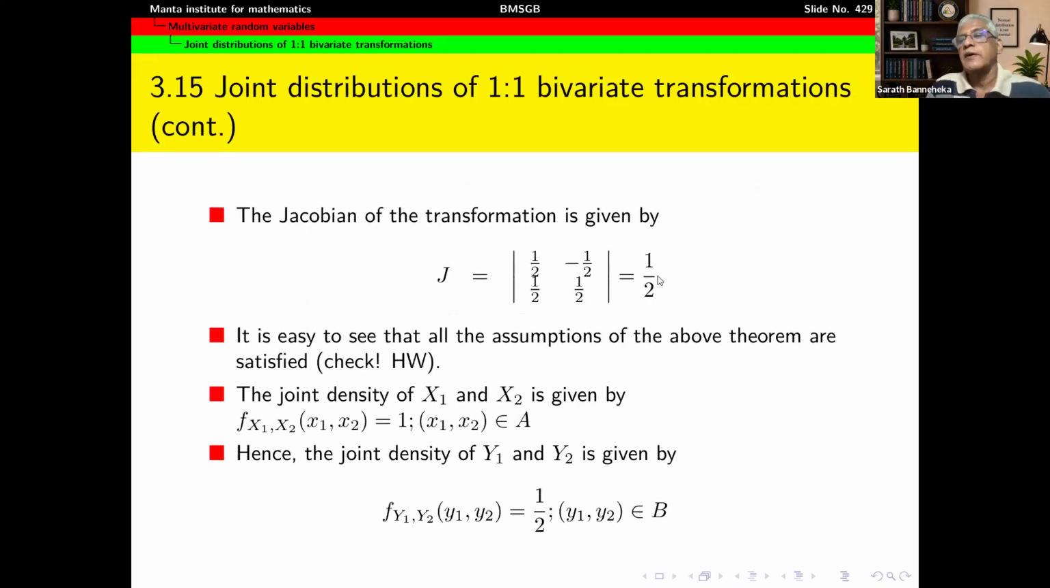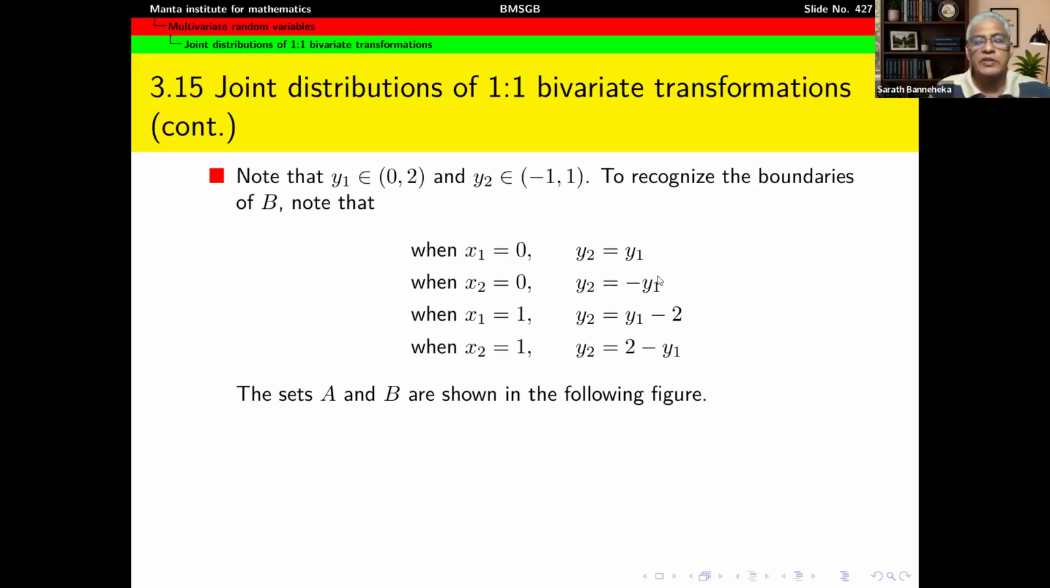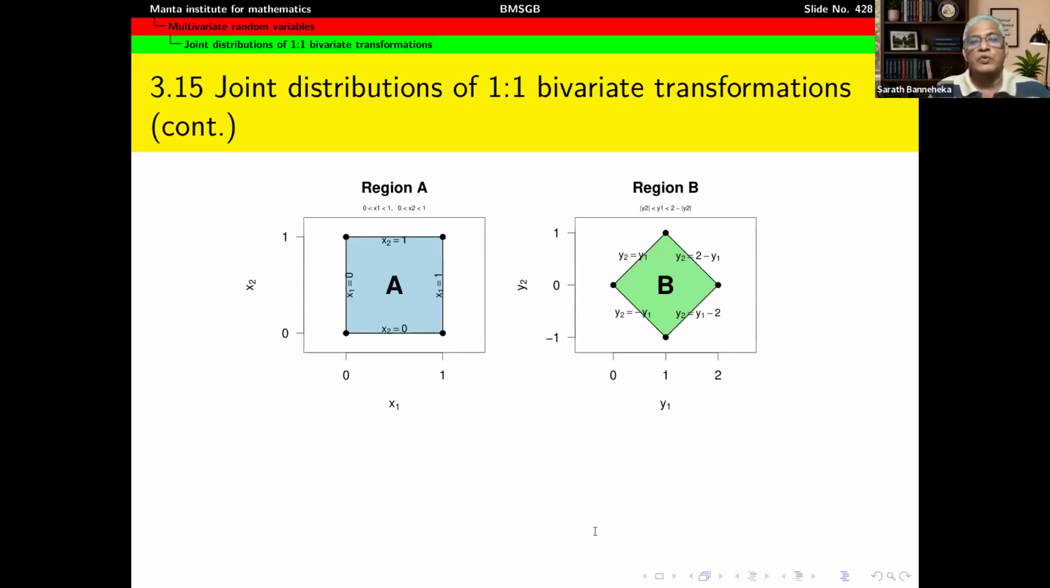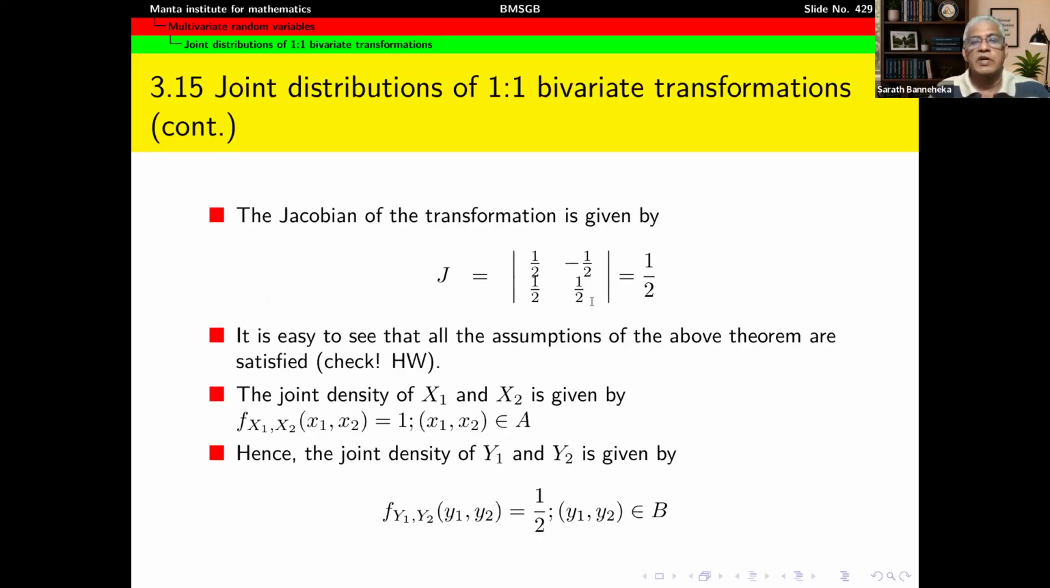So now let's find out the Jacobian. Right. In order to find that, we have to differentiate x1 with respect to y1 and x1 with respect to y2, and then x2 with respect to y1 and x2 with respect to y2. When you take the derivative of x1 with respect to y1, you get 1 half. The next one will be negative half. When you take the derivative of x2, you get positive half and positive half again. So therefore, these are the values in the matrix.